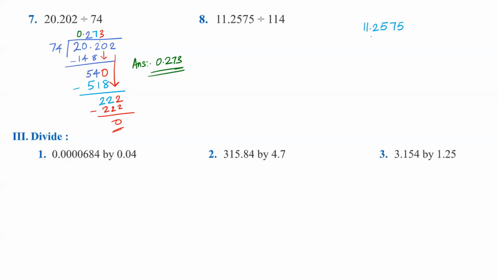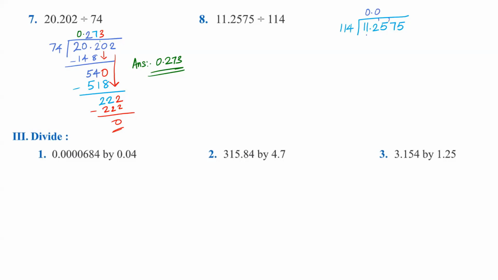11.2575 divided by 140. Now, is 11 divisible by 114? No. So I can write the point. Now you'll get 112. Is 112 divisible by 114? No. So you should again put 0 there.